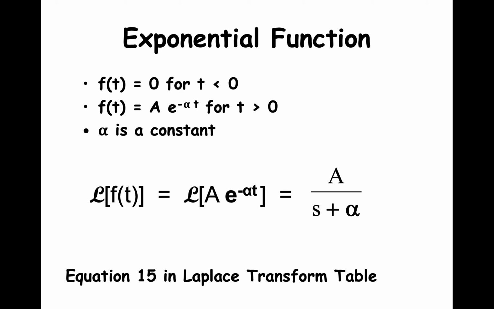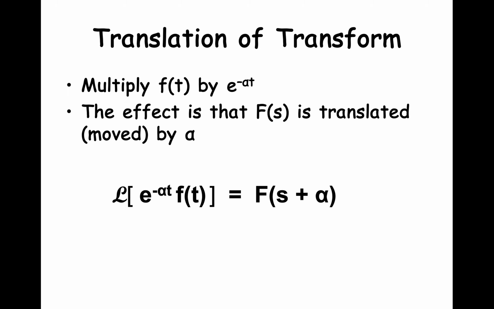Let's go over a couple of other Laplace relations. Watch out for the terminology because the terms are similar, and there's more information in the course packet. The translation of transform is used when the time domain function f(t) is multiplied by e to the power minus alpha t. In the Laplace domain, the effect is to translate the function F by alpha, so it becomes F of s plus alpha. We will use this relation near the end of the semester to model time delays in the process.